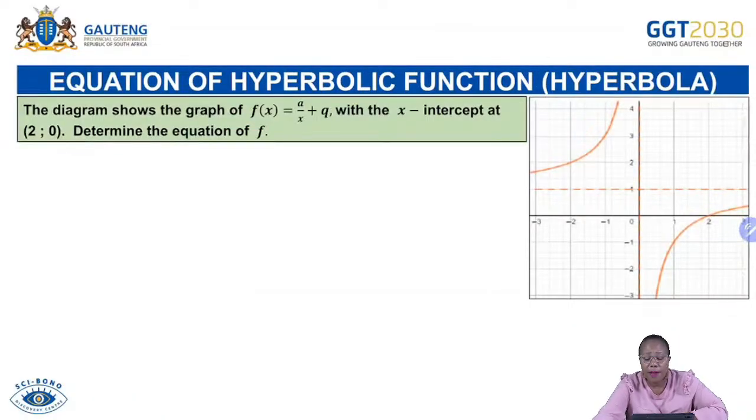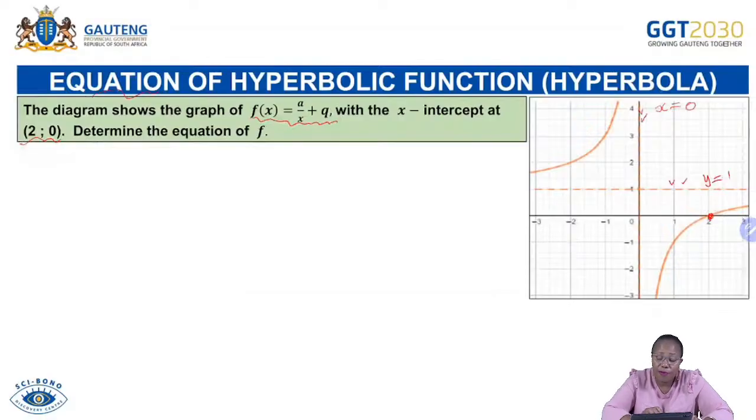And the equation of a hyperbolic function, again, we are given a sketch in this case. We are given a sketch, we need to find the equation. So the diagram shows the graph of f of x equals a over x plus q with the x-intercept at (2; 0). We are given that x-intercept there, and then determine the equation of f. So grade 12, as you can see, we have this line here, which is x equals 0. And then we have this line here, which is y equals 1.